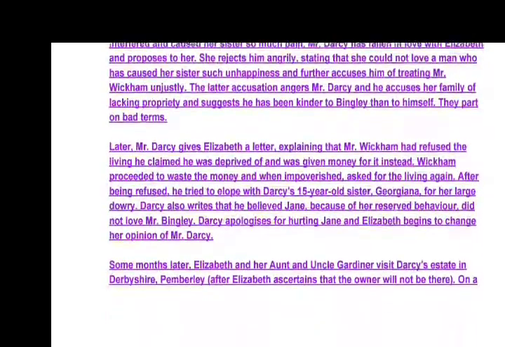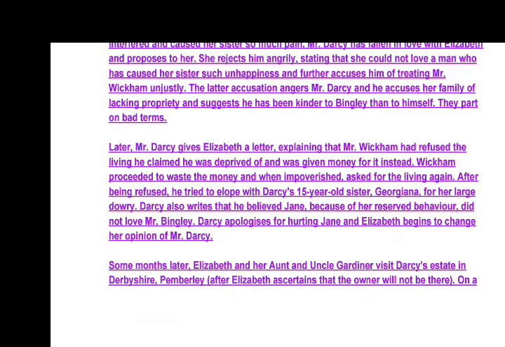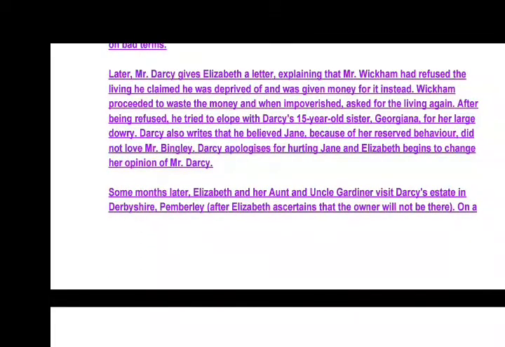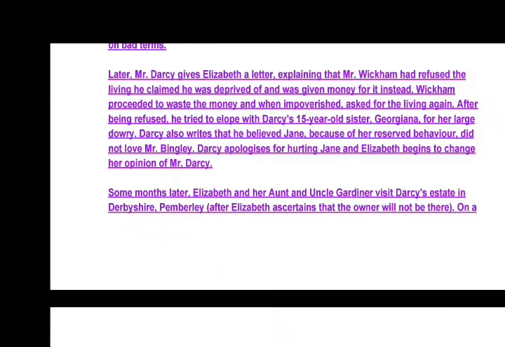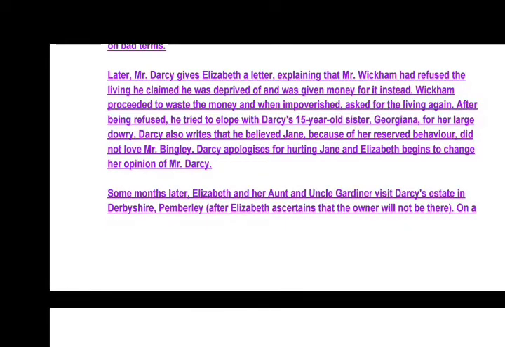Later, Mr. Darcy gives Elizabeth a letter explaining that Mr. Wickham had refused the living he claimed he was deprived of and was given money for it instead. Wickham proceeded to waste the money, and when impoverished, asked for the living again. After being refused, he tried to elope with Darcy's 15-year-old sister, Georgiana, for her large dowry. Darcy also writes that he believed Jane, because of her reserved behavior, did not love Bingley. Darcy apologizes for hurting Jane, and Elizabeth begins to change her opinion of Mr. Darcy.